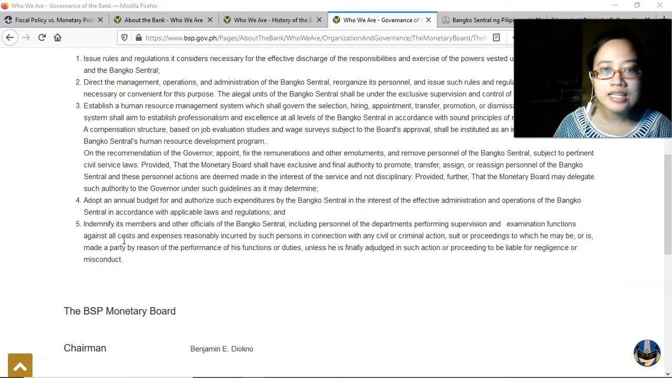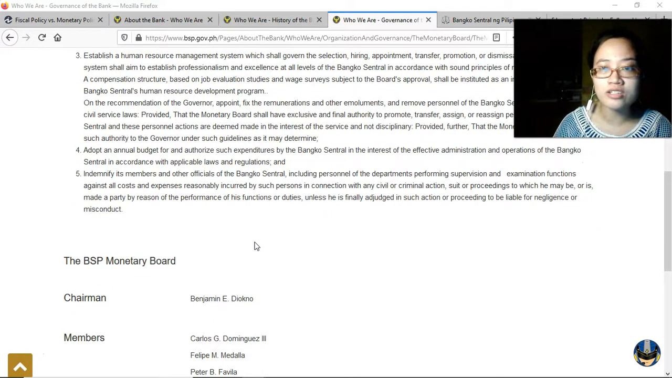And then lastly, indemnify its members and other officials of the Bangko Sentral, including personnel of the departments performing supervision and examination functions, against all costs and expenses reasonably incurred by such persons in connection with any civil or criminal action, suit, or proceedings to which he may be or is made a party by reason of the performance of his functions or duties, unless he is finally adjudged in such action or proceeding to be liable for negligence or misconduct. Essentially, they're being held responsible and accountable for the actions. It should be made for the benefit of the economy or the parties concerned, alright?